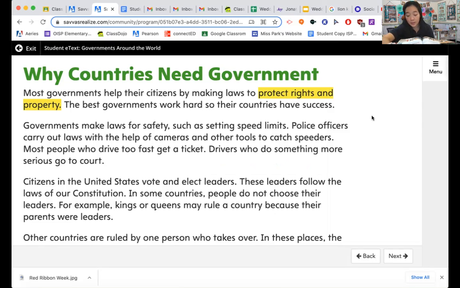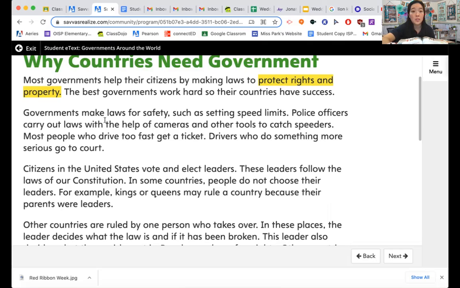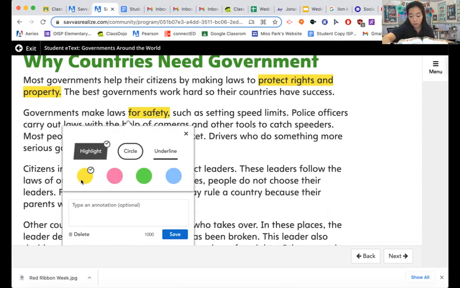The best governments work hard so their countries have success. Governments make laws for safety, such as setting speed limits. So why do they make laws? Underline reasons countries make laws: for safety. I'm going to highlight that in yellow. You guys are still underlining if you're in your book.